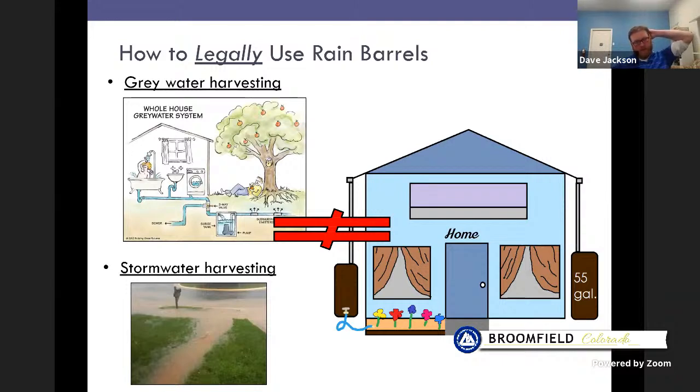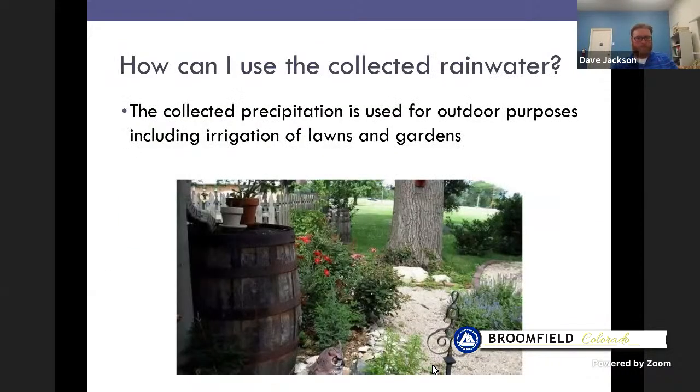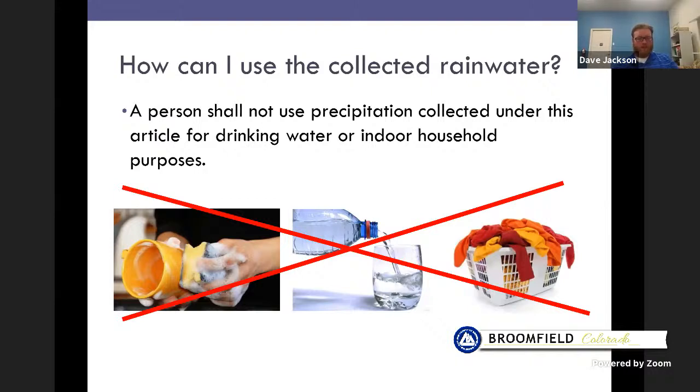So again, legally using your water outside, you cannot use gray water systems. You cannot bring this water into your house. It has to be used outside. And you can't harvest storm water either, because once it's on the ground, it is going off your property, and it's not part of your active rainwater harvesting system. So using your water on plants, trees, gardens, that kind of stuff is ideal for rain barrel use. And again, not for washing or drinking, any of that stuff.